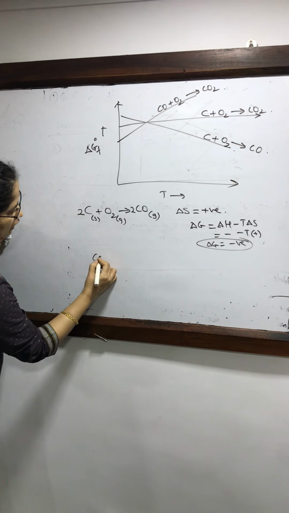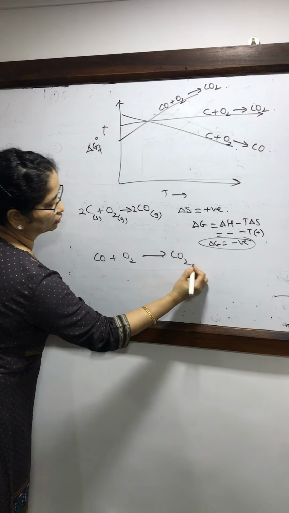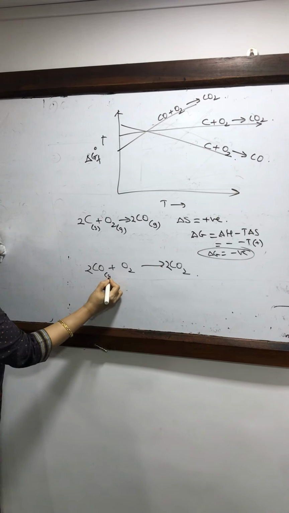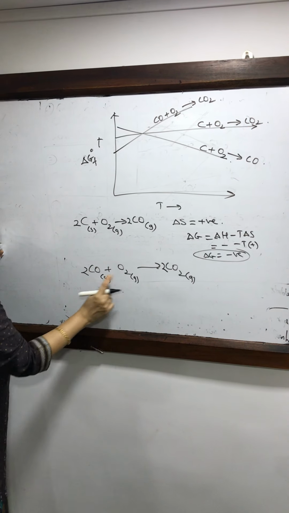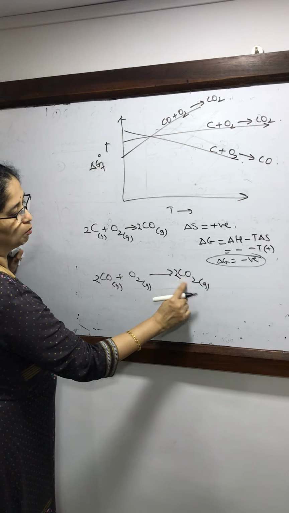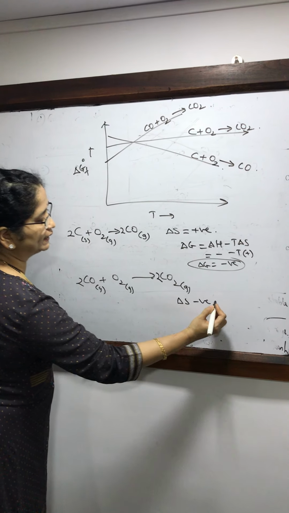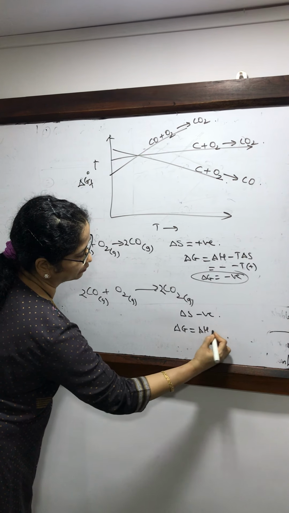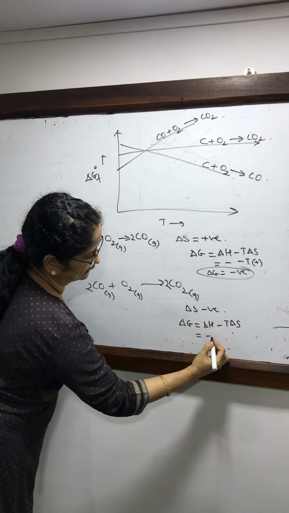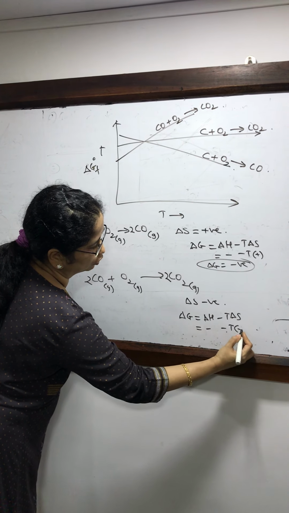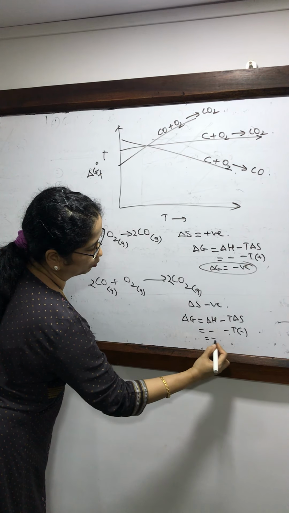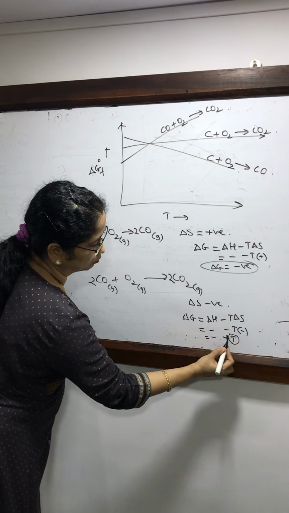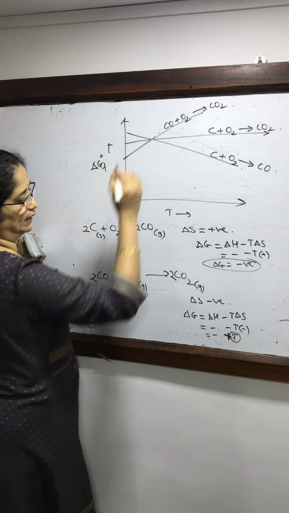If you consider carbon monoxide giving carbon dioxide, then I balance this equation. Here you will see that there are 2 plus 1, 3 moles of gaseous reactant giving 2 moles of gaseous product. So here delta S value is decreasing. And when I substitute it in this equation, you will see this is a negative value and this is also negative. So here this becomes a positive value. So as temperature increases, the positive value will become more. The graph will be in the upward direction.